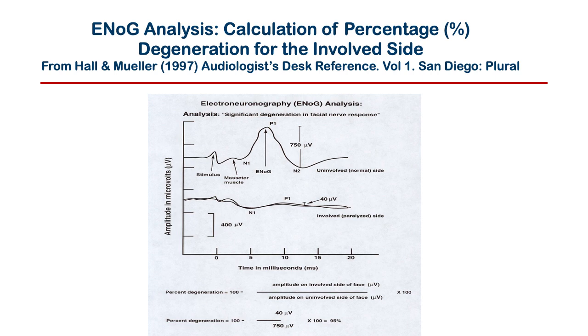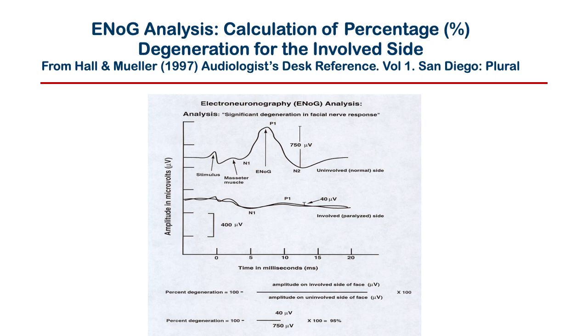Now here's another tracing. Normal ENoG at the top. Supramaximal level is quite substantial. And again, it can be 1,000, it can be 750 microvolts, it could be even 1,500. There's a lot of variability. But clearly, in the lower tracing, there is no response where there should be one.